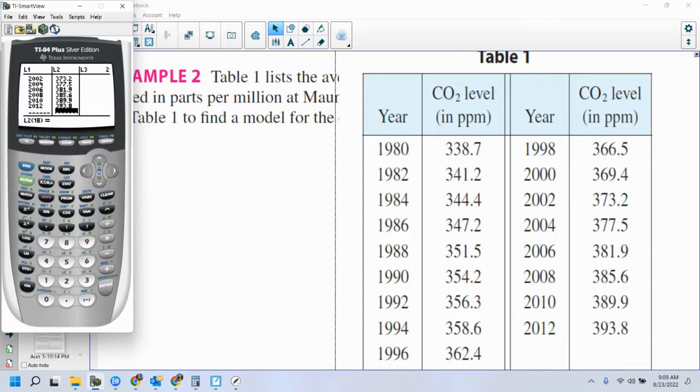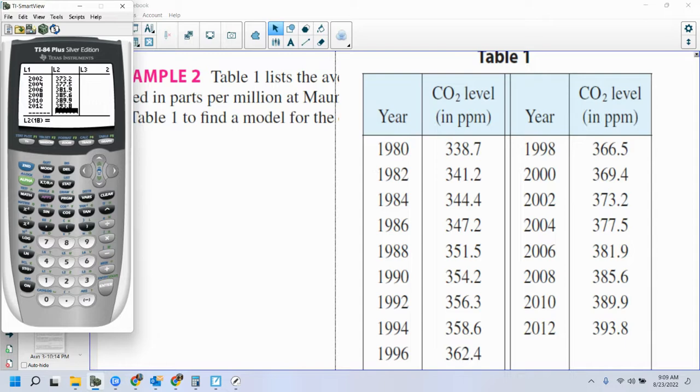Always make sure your lists match up, right? You never want to skip an entry or anything like that. That'd be bad news. And just kind of spot check. Say, okay, look at 2002. Is it 2002, 373.3 or 373.2? Yeah, okay, good. Just spot check a couple to make sure they're still correct.